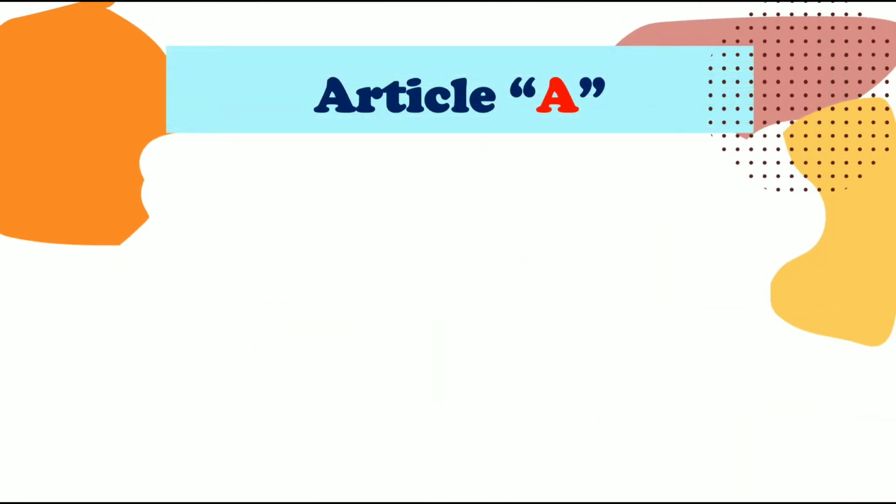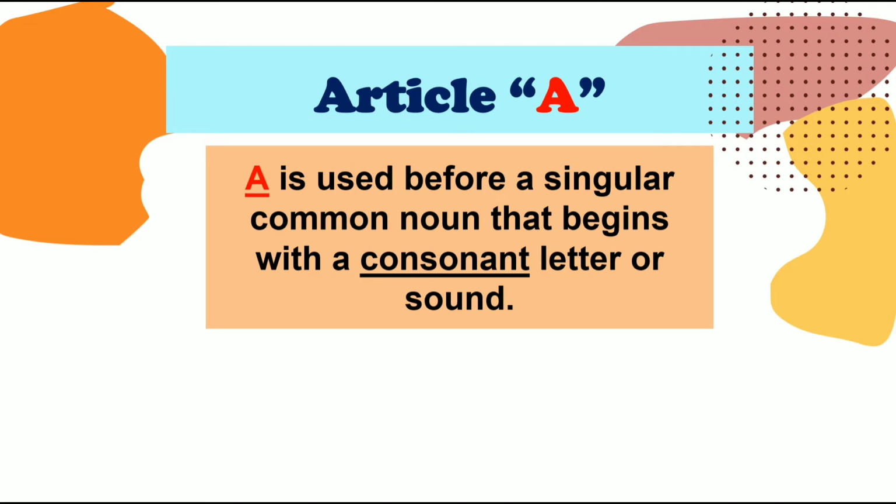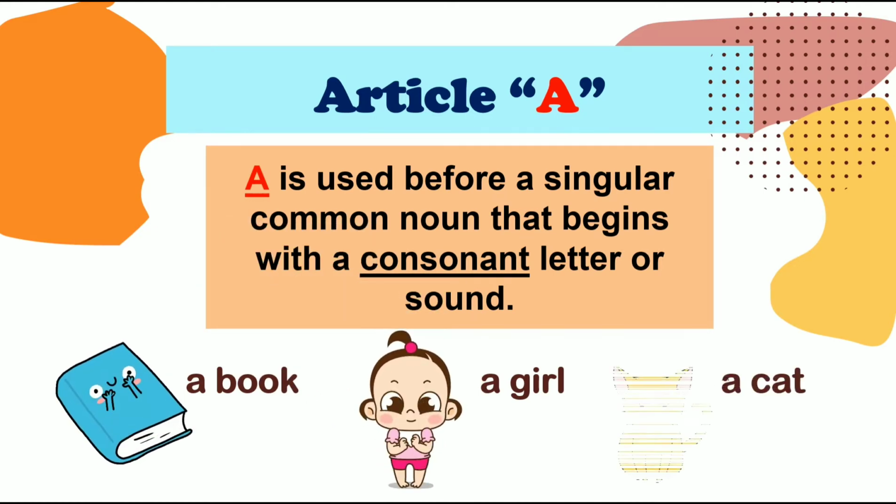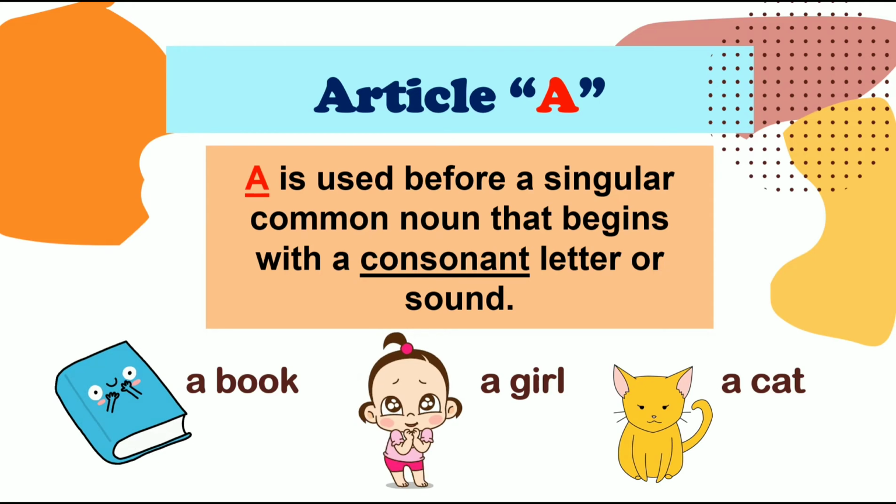Let us start with article A. The article A is used before a singular common noun that begins with a consonant letter or sound. I hope you still remember your consonant letters, okay, kids? Examples: a book, a girl, a cat.